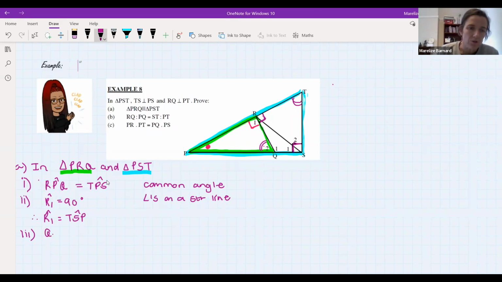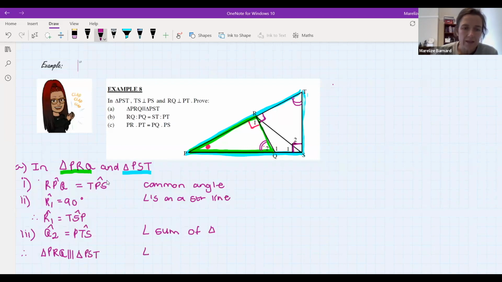So we can say Q2 is equal to PTS, angle sum of a triangle, or sum of interior angles of a triangle is also an acceptable reason. Now we end off with stating what we set out to prove: triangle PRQ is similar to triangle PST, and the reason for that is angle, angle, angle.